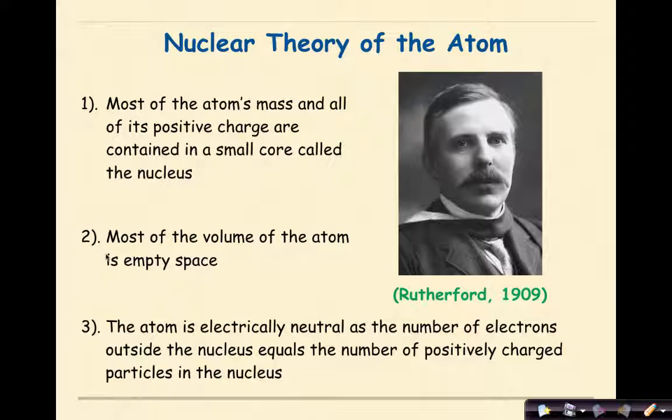Nuclear theory of the atom. Most of the atom's mass and all of its positive charge are contained in a small core called the nucleus. Most of the volume of the atom is empty space. And finally, the atom is electrically neutral, as the number of electrons outside the nucleus will equal the number of positively charged particles in the nucleus. Now remember, Rutherford did not know about protons and neutrons, but he knew that the nucleus was positively charged and that there were electrons on the outside, and between the two, they would make the atom electrically neutral.